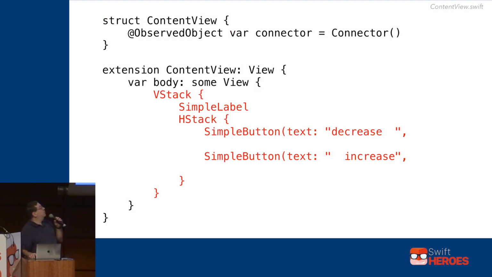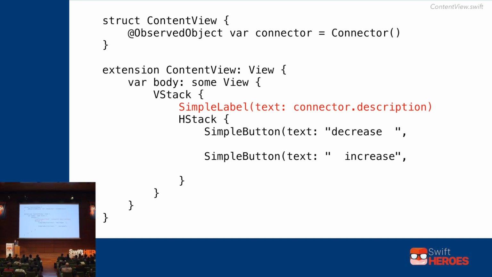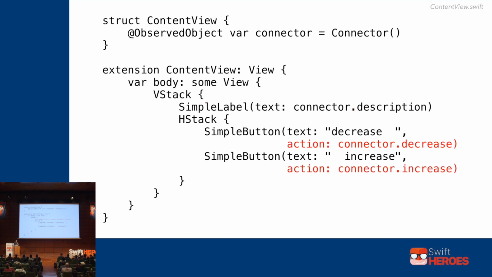And it's going to use that with its simple label, its simple button, and its other simple button. The simple label is just going to have the connector's description. So every time the connector changes, the connector's observable, it publishes every time model changes. It says, I've changed. I'm the content view. I am observing the connector. I get this message saying it's changed, so I need to update the label. I throw out the label. I create a new one with the changed value.